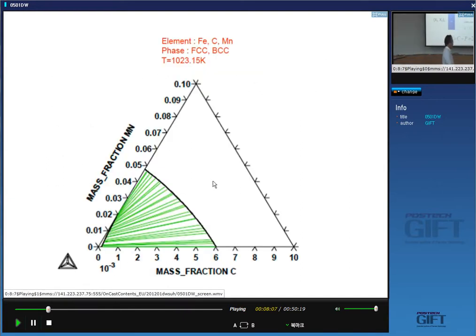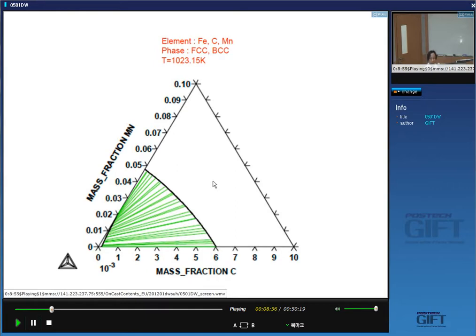That means when you consider the two-phase equilibrium in a ternary or higher order system, there will be many, many combinations of interface composition which can equilibrate the chemical potential of each solute element. Here is the example. This is the iron-carbon-manganese ternary phase diagram at 800 degrees Celsius. This is the alpha and this is the gamma region, and this is the two-phase region where ferrite and austenite coexist.